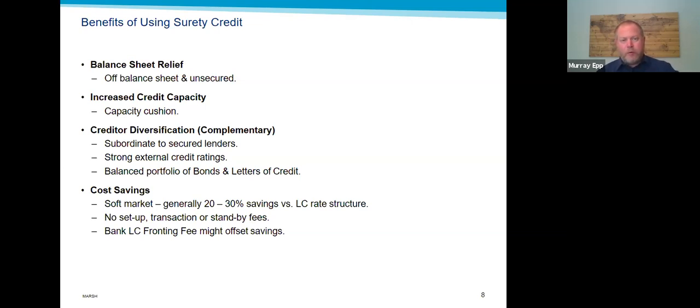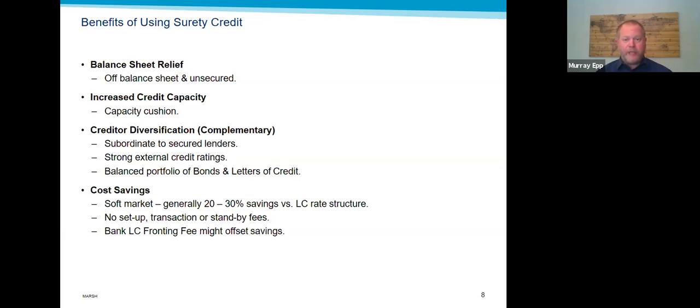The Standard & Poor's range is basically from A to AA+, which is in line or arguably even better than the big 5 banks in Canada. And of course, there are cost savings to be made by deploying surety credit. We're still in a soft market, unlike our insurance counterparts, and we feel or see that we can generally save our clients up to 20 to 30% versus just the base rate letter of credit structure.